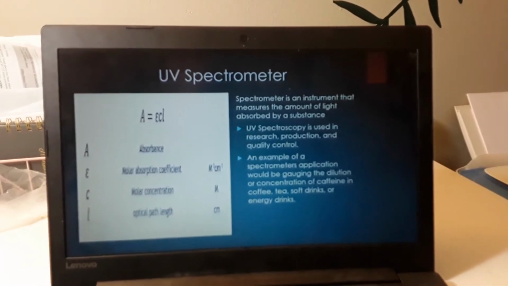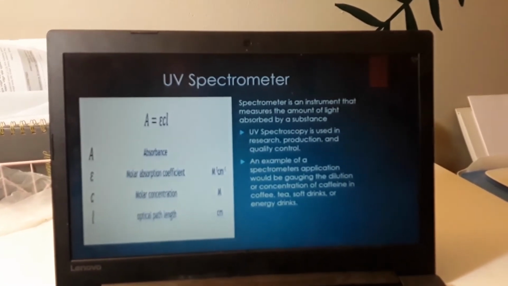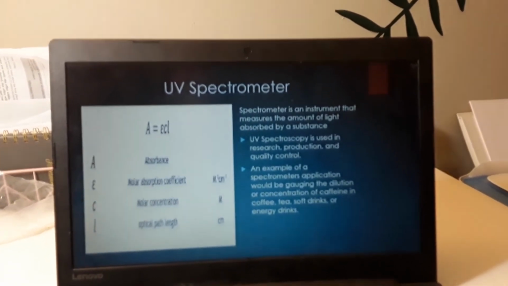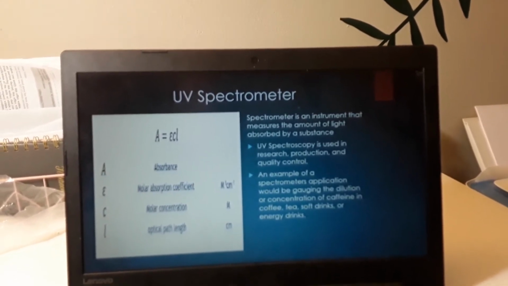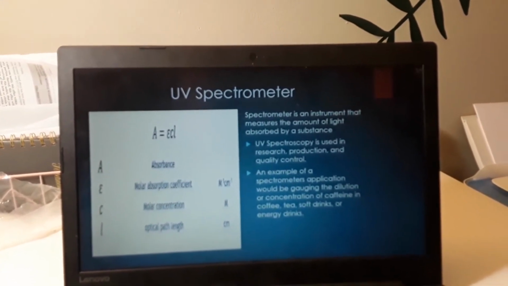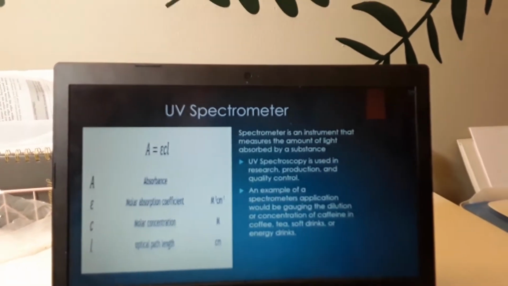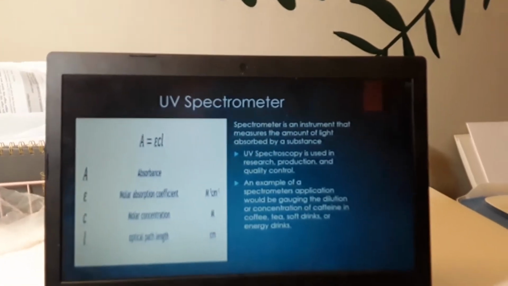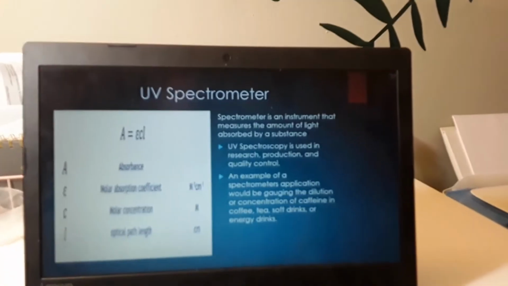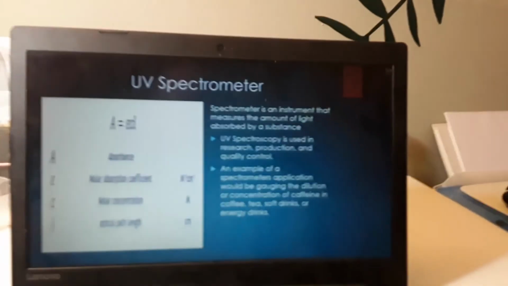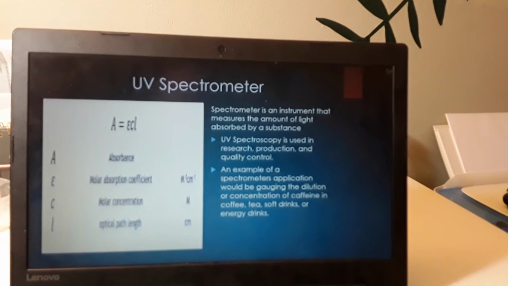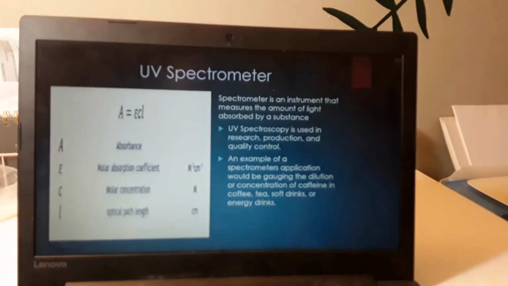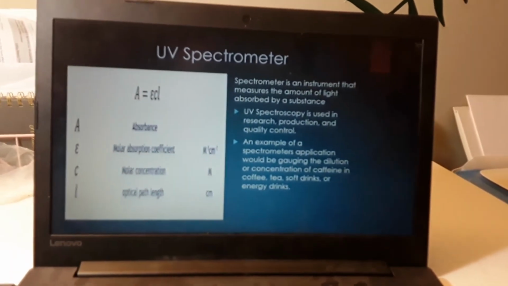A spectrometer is a result of a discipline of science called spectroscopy. Spectroscopy is used in scientific research, industrial production, and quality control. A spectrometer is an instrument that measures the amount of light absorbed by a substance. An example of a spectrometer application would be gauging the dilution or concentration of caffeine in a variety of drinks such as coffee, tea, soft drinks, or energy drinks.